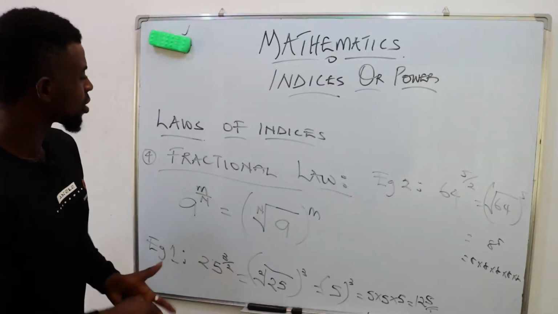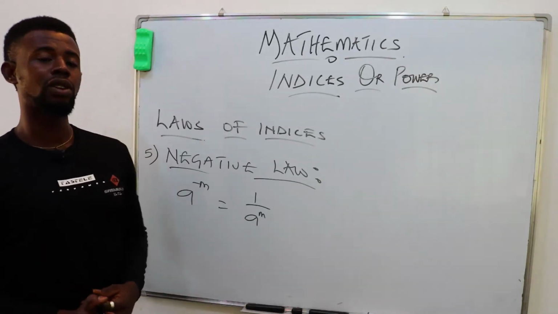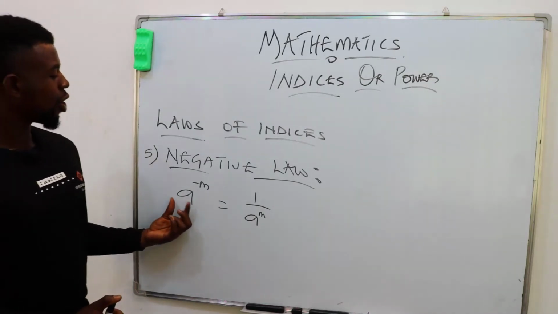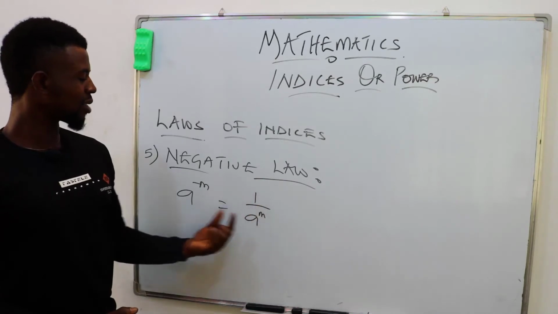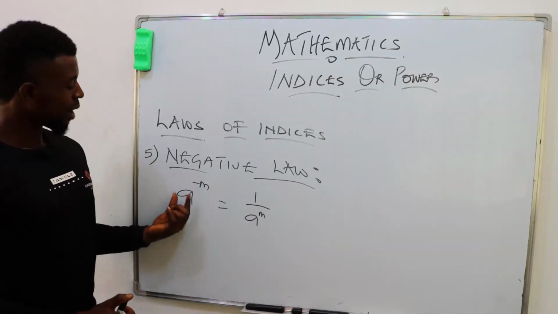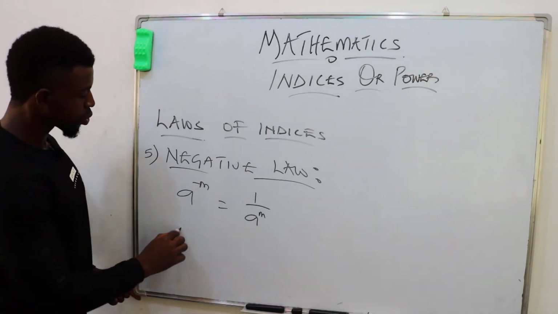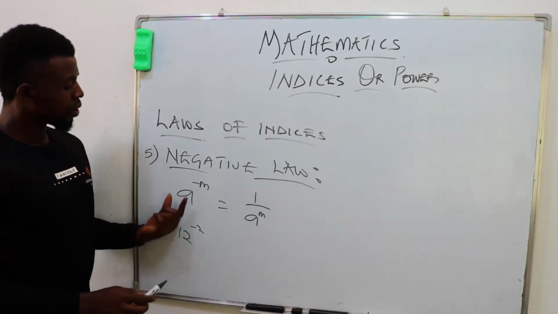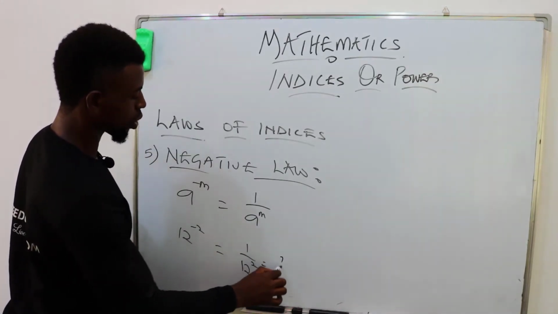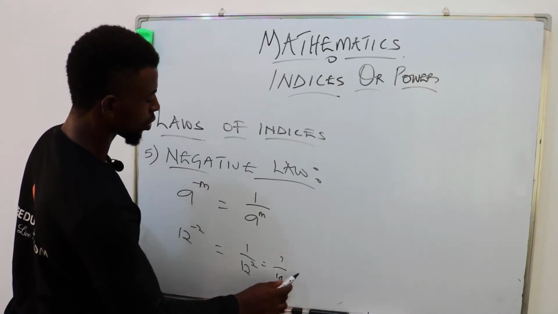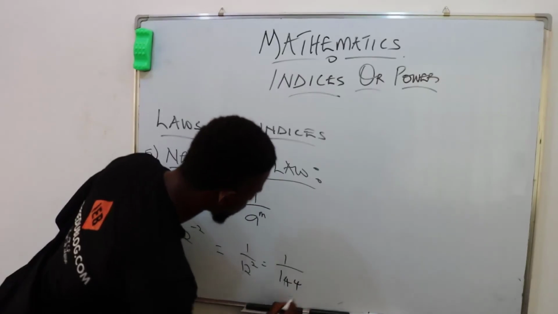The next law we'll be looking at is what we refer to as our negative law. What does this negative law tell us? It tells us that if I have a raised to the power of minus m, my answer is equal to the inverse of my question. So I have a raised to the power minus m is equal to 1 over a raised to the power m. So if we have 12 raised to the power minus 2, it tells us that the solution is equal to 1 over 12 raised to the power 2, which is equal to 1 over 144.